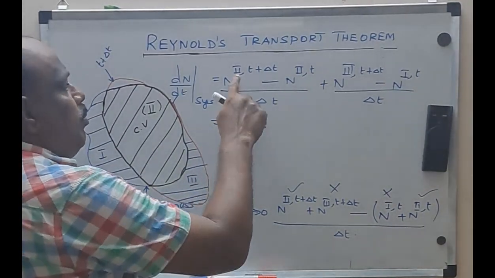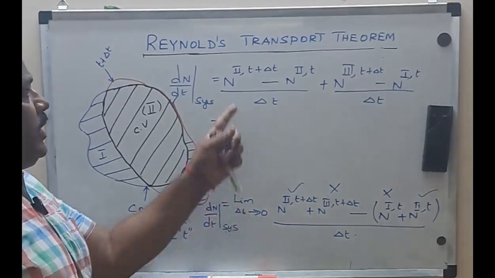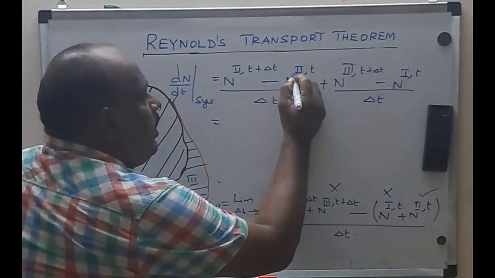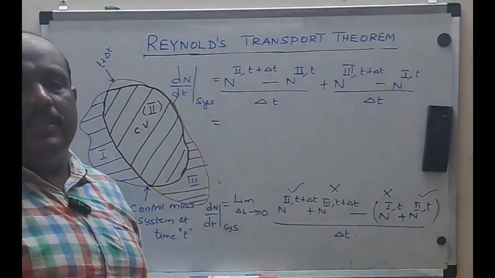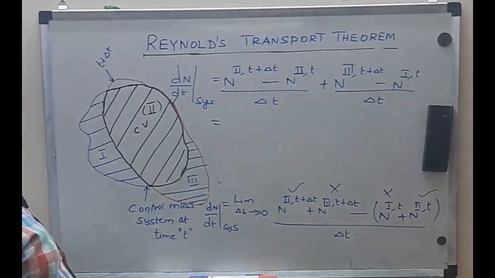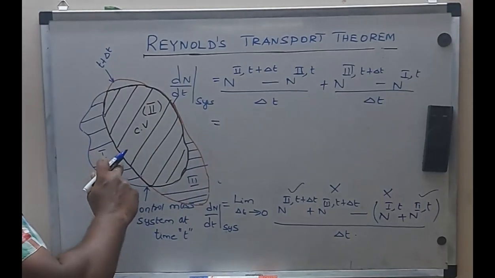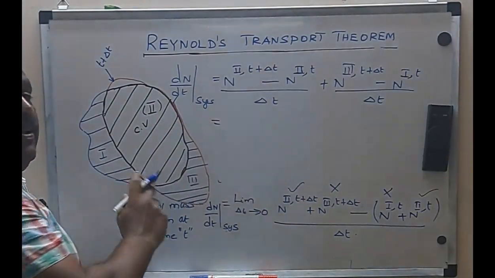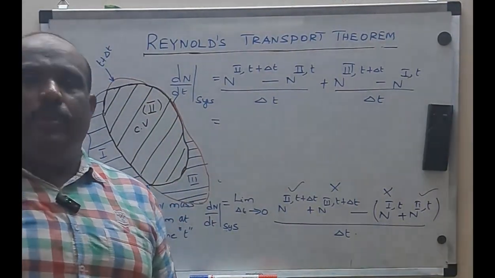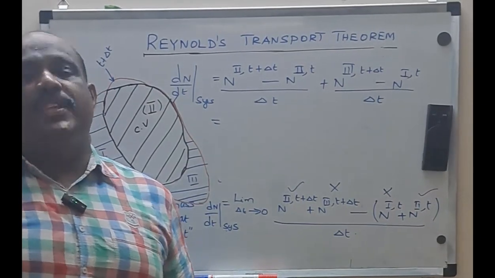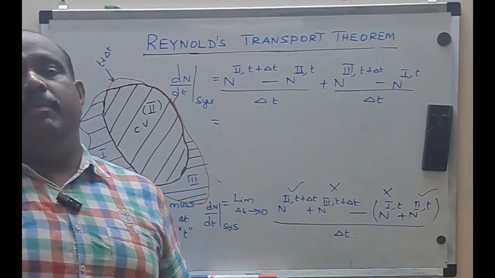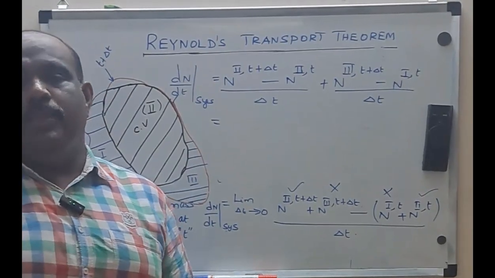Now both are 2. Both are in this first term. One is at t plus delta t, another is at t. Let us not worry about that. Now what is the domain 2? You see the board. The domain 2 is nothing but your control volume. As I told you earlier, the control volume is fixed and it emerges because of the movement of the control system. That is the beauty.